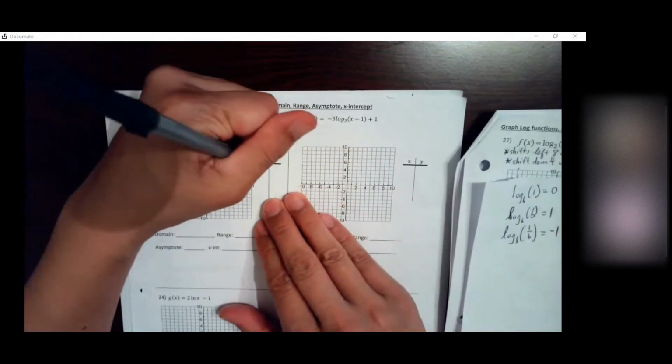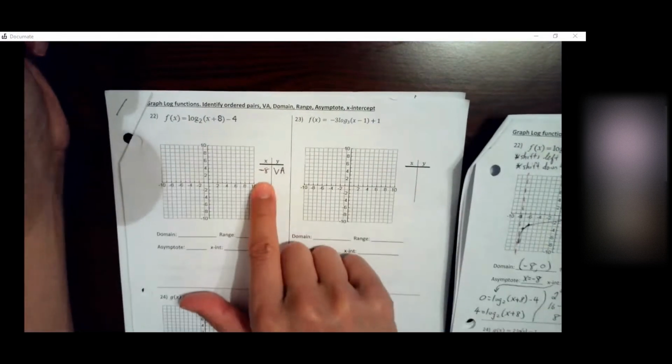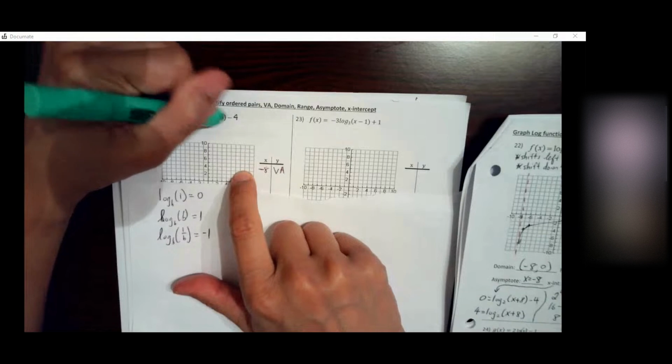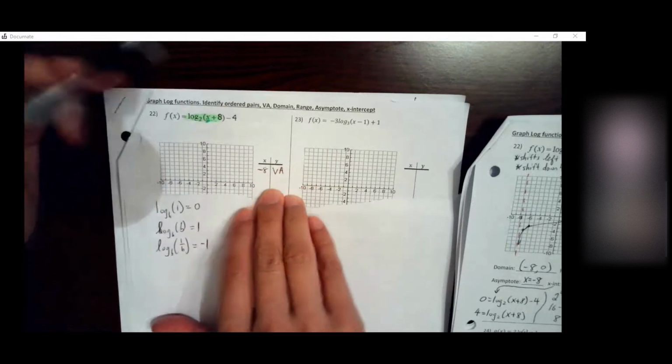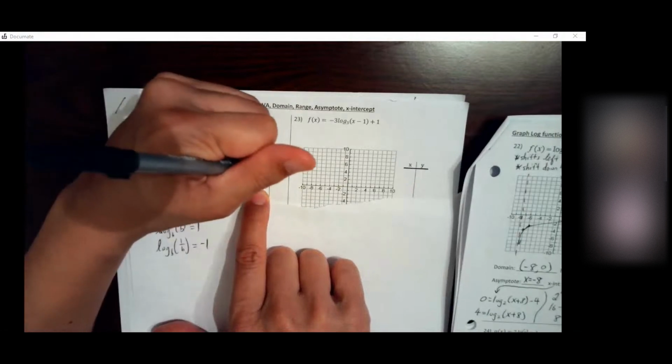Okay, so table of values. So we have the vertical asymptote. And if we make inside the parentheses 1, that'd be x equals -7. Then since that log would equal 0, that'd be 0 minus 4, making it -4. Log 1 is 0. 0 minus 4 is -4.